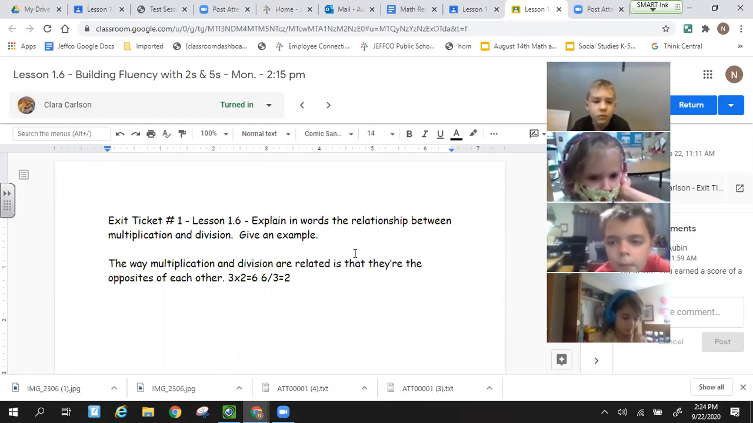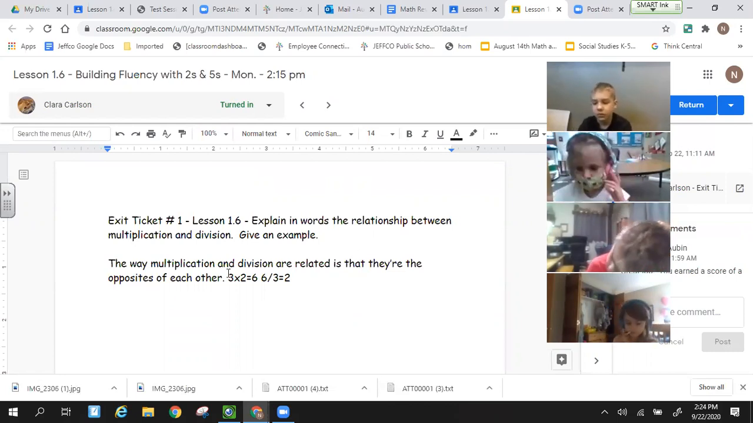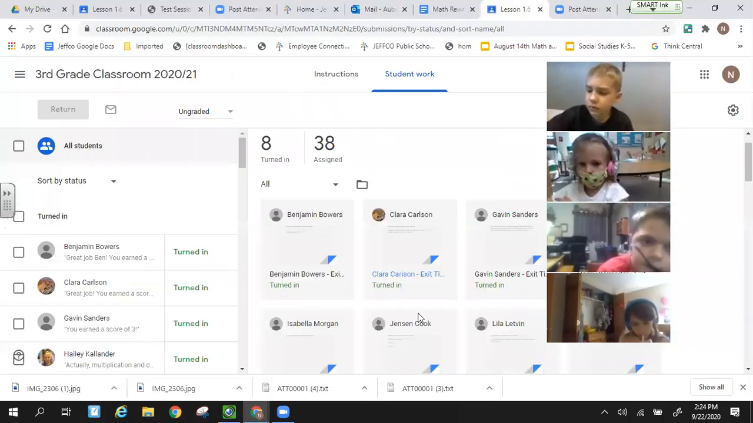They are the opposite. Go ahead and make your corrections with a colored pencil. If I ask for an example, put an example in. Use one that we got. If you were absent, you need to write something down like they are the opposite. And let me show you one more time where you find that exit ticket.